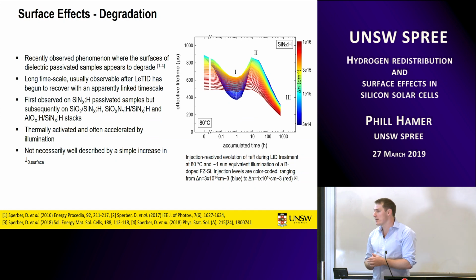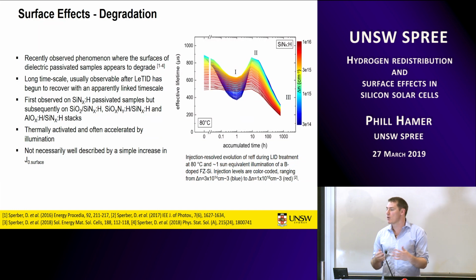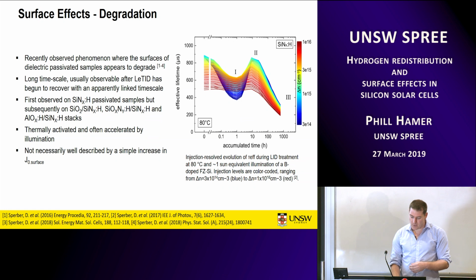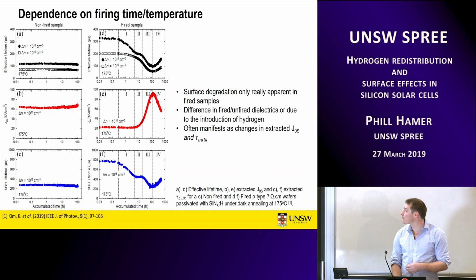In some cases, you can describe it by a simple increase in the J0 value at the surface, as you would typically model any increase in interface recombination. However, in several other cases, this doesn't work very well. Several cases you can do it, but what you see is an increase in your bulk recombination lifetime as well, which is a bit hard to explain physically.